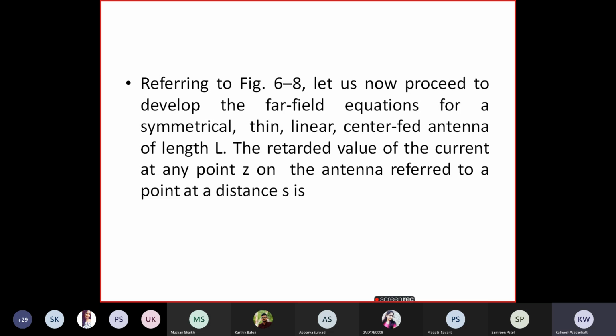We have one more figure, that is 6.8. With respect to that, we have the calculation of the far field equation for the symmetrically fed thin linear center-fed antenna of length L. The retarded value of the current at any point Z on the antenna is referred to a point at a distance S. Here the retarded distance is considered as S. With respect to this S, we have the far field equation. Memorize and remember this.